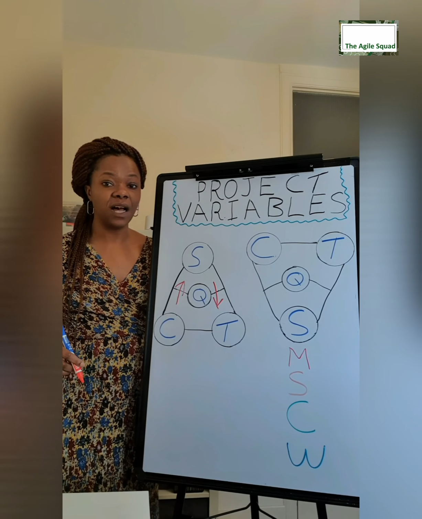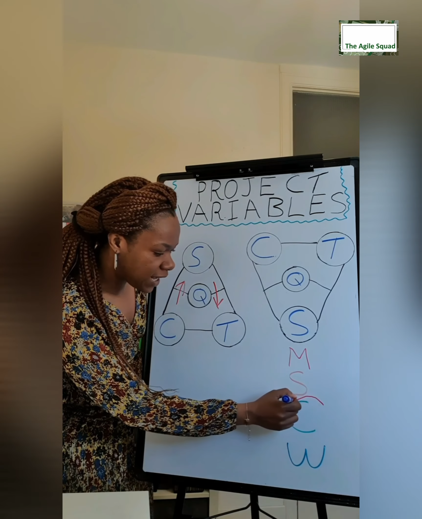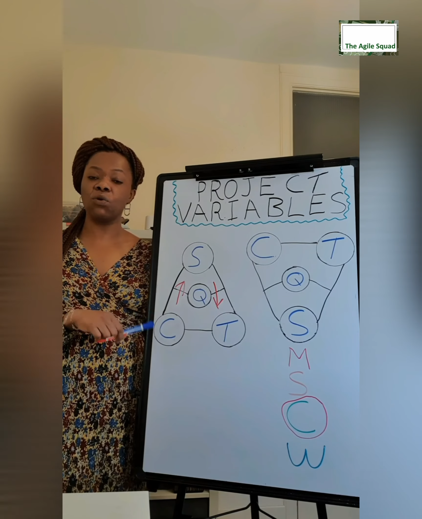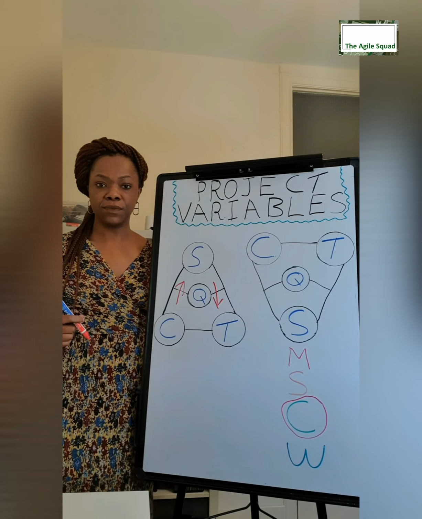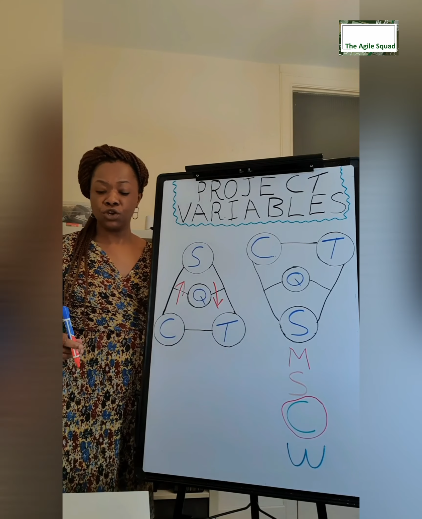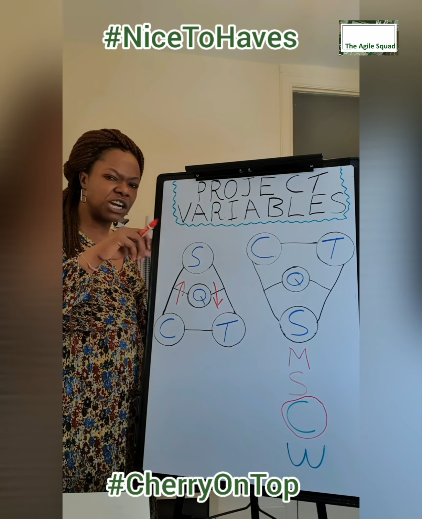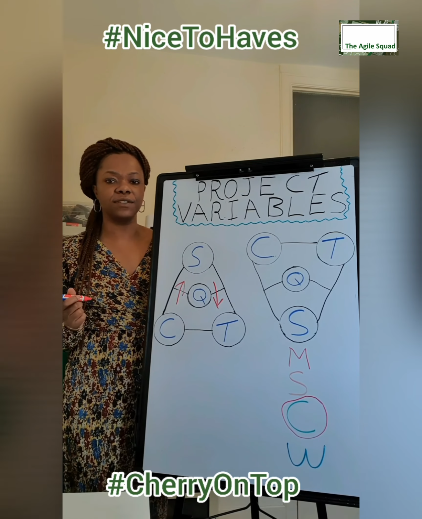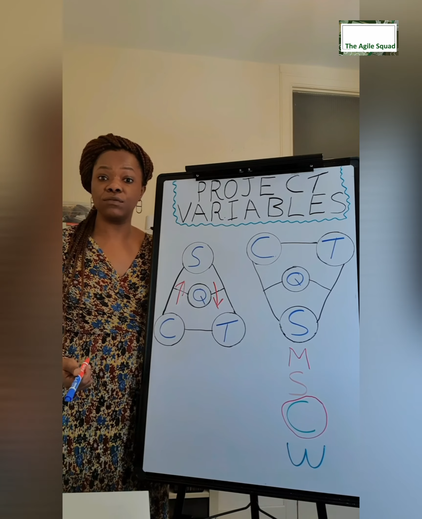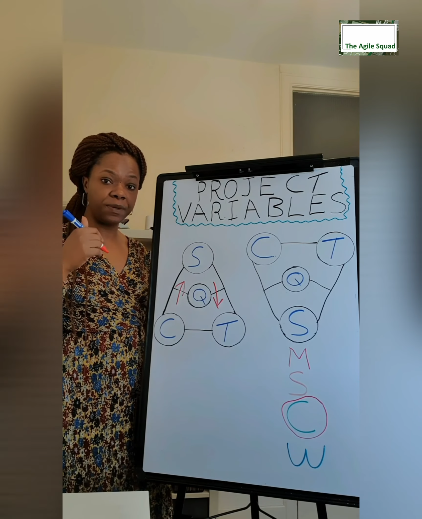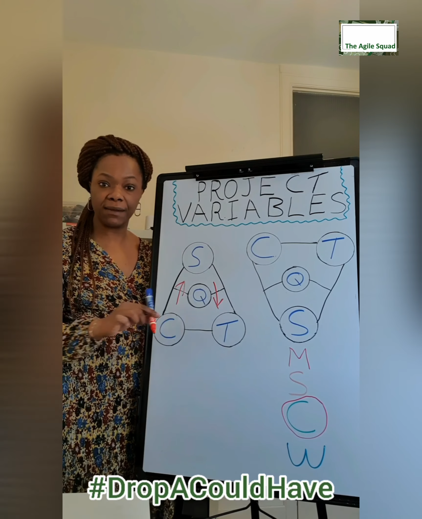The best bit of MoSCoW prioritization is right here in the could haves. I like to call this your contingency. If you run into a problem, you can drop a could have. Your could have requirements are things that are usually the cherry on top. It's nice to haves. But they cost money and take time to do. If you run into a problem, drop a could have, where you'll find extra time and money.